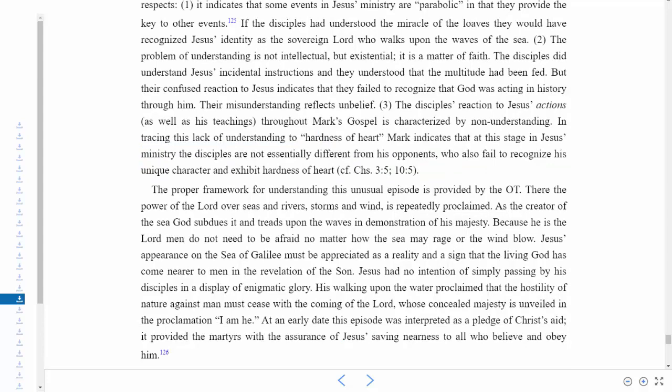Drawing then from Professor Lane's comments, I would return back to what we've excavated in terms of range of meaning and my own choice, the word that I landed on to translate heart in this portion of Mark 6. And I would say it looks like Professor Lane is saying there is more than just a mental block that's going on here. Especially this phrase suggests that. The disciples' misunderstanding reflects unbelief. They are seeing things, they can't believe it's true.